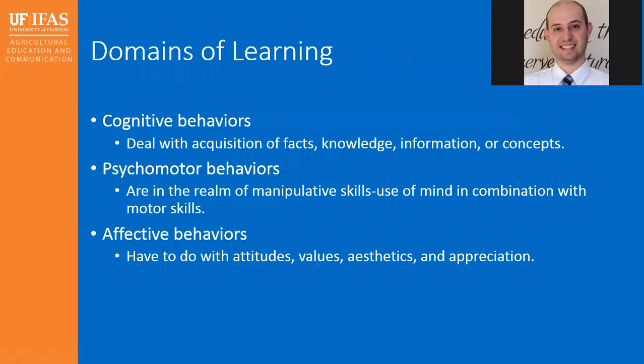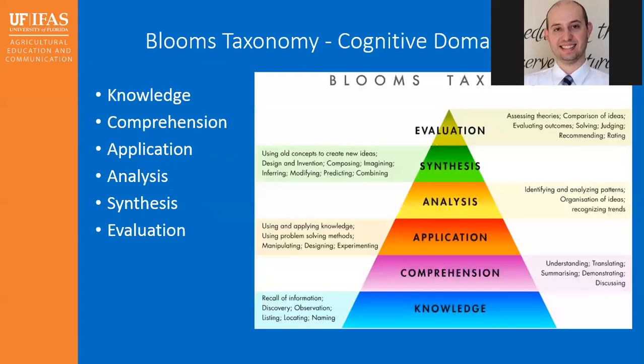So cognitive behaviors deal with acquisition of facts, knowledge, information, or concepts. Psychomotor behaviors are in the realm of manipulative skill, use of mind in combination with motor skills. And affective behaviors have to do with attitudes, value, aesthetics, and aspirations. These are all key considerations in developing your objectives, and just understand what you want your audience to do and figure out which of these domains you need to develop your objectives in.